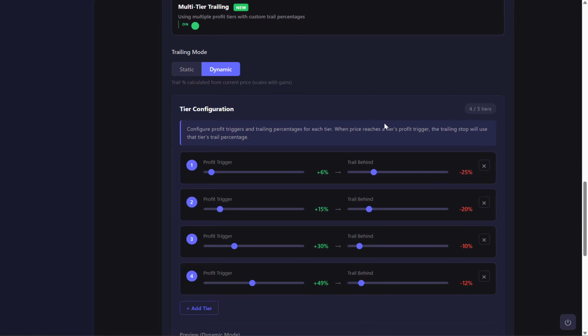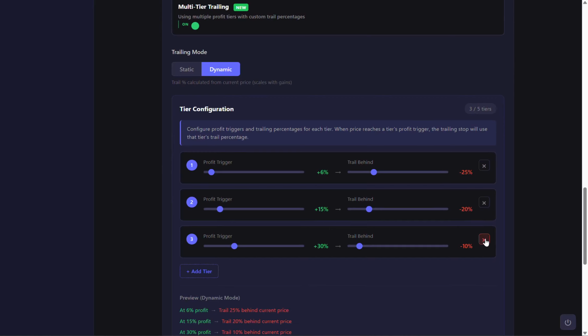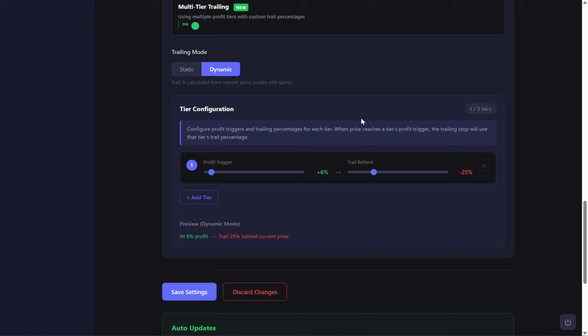All right. And this actually, I was messing with it earlier, so I actually did all this. So let's delete all this. Let's pretend none of this exists. Okay. So this would be your regular trailing trigger right here. Okay, so let's say at 10%, we want to trail by 25%.